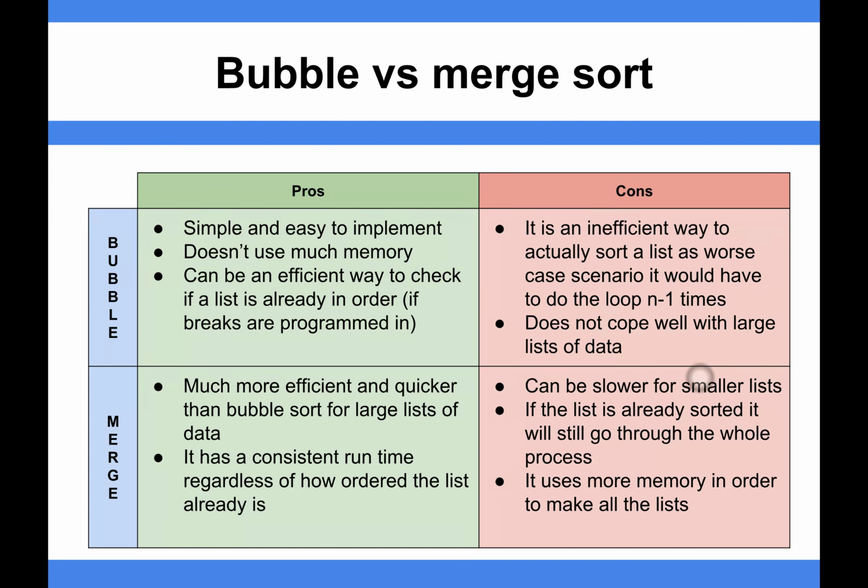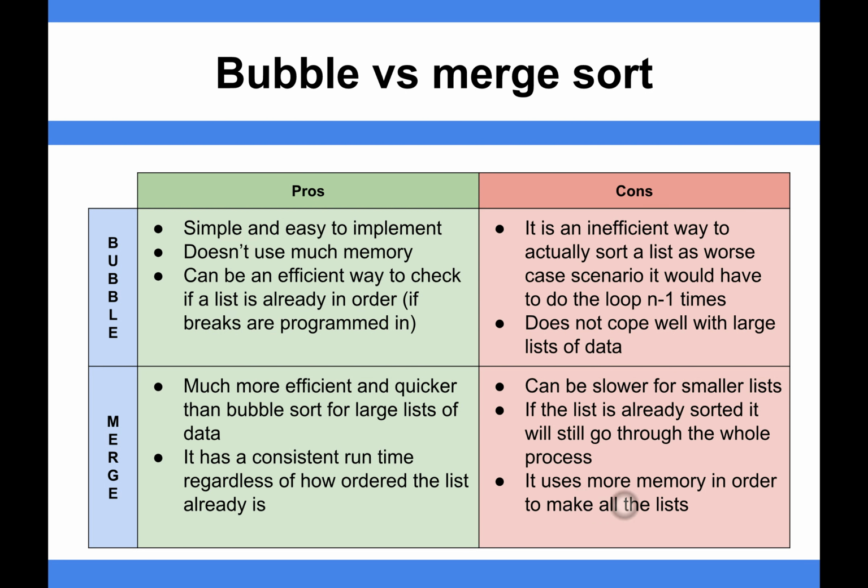As I said before, a downside is it can be slower for small lists. If the list is already sorted, it will go through the whole process anyway. With a bubble sort, you can program it to break out if it's not swapping. With a merge sort, it doesn't really know the data, it just splits it all up and puts it back together. So if the list is already in order, it will still go through the whole process, with no way of breaking out.